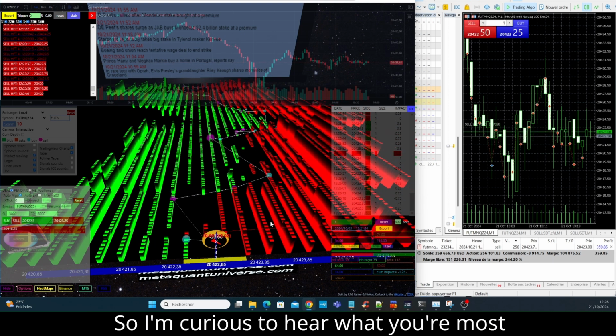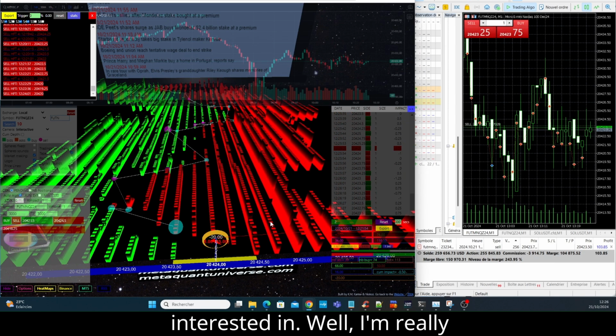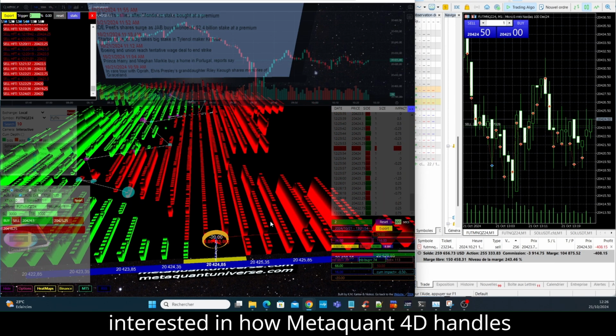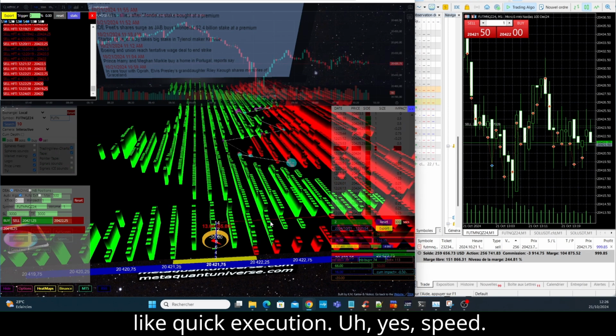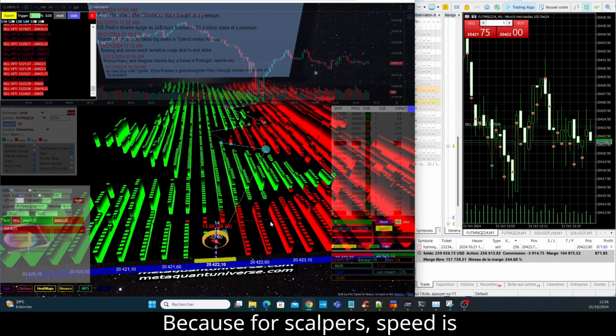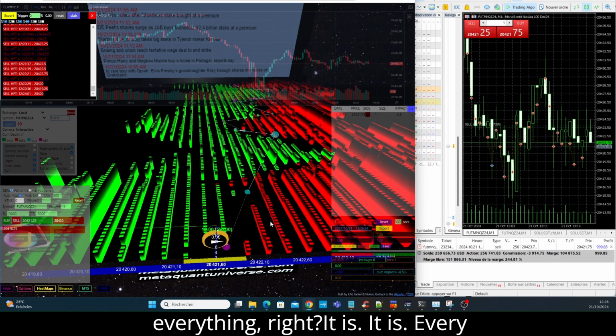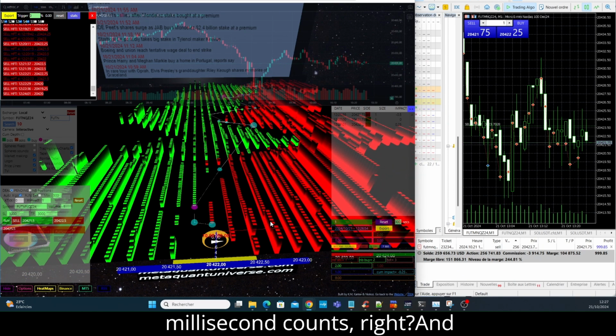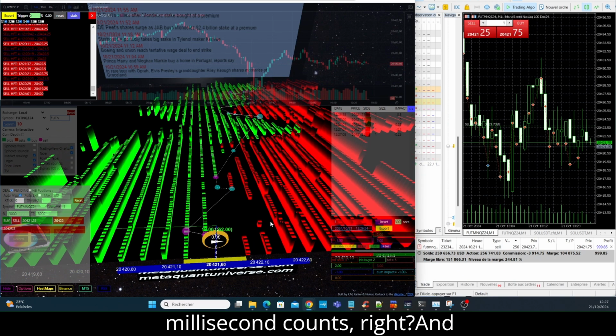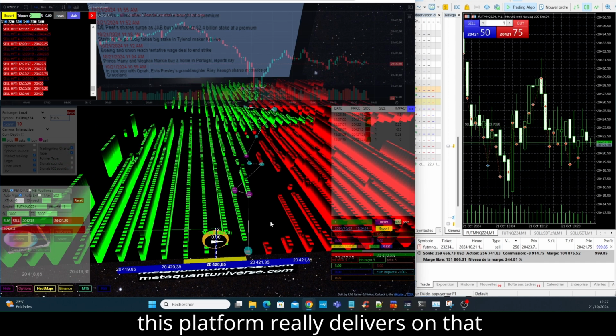So I'm curious to hear what you're most interested in. Well, I'm really interested in how MetaQuant 4D handles quick execution. Yes, speed. Because for scalpers, speed is everything, right? It is, every millisecond counts. And this platform really delivers on that front.